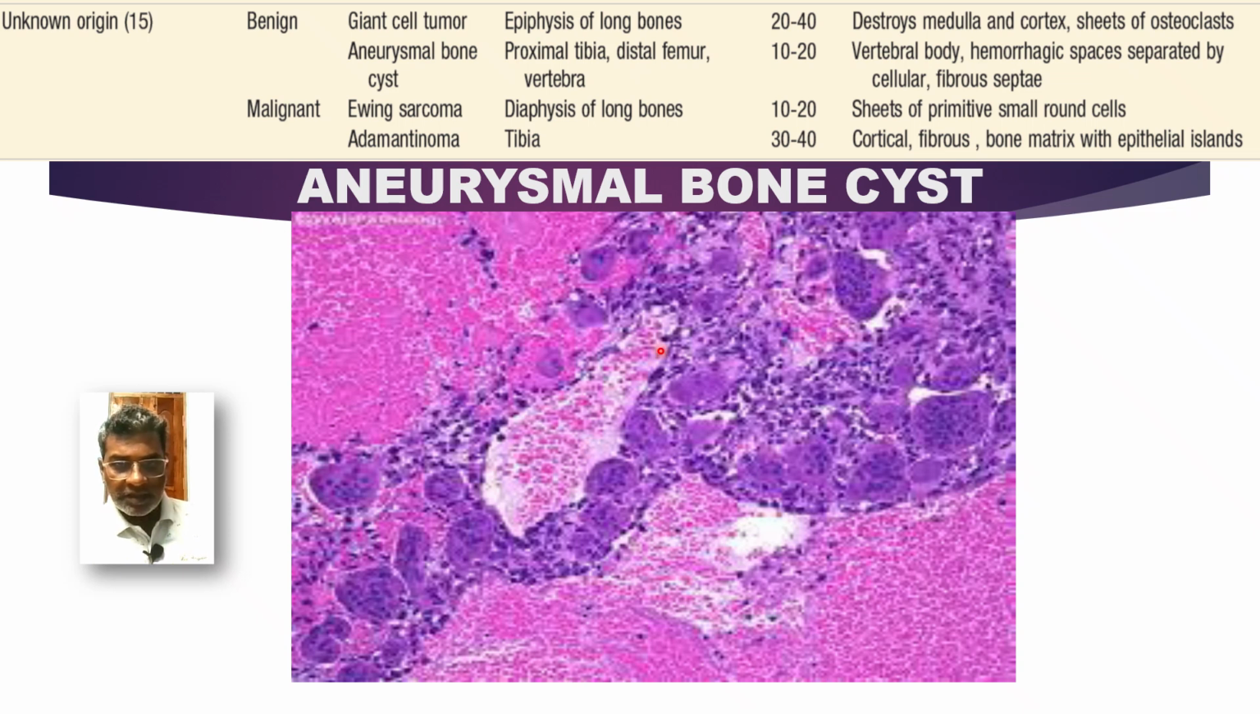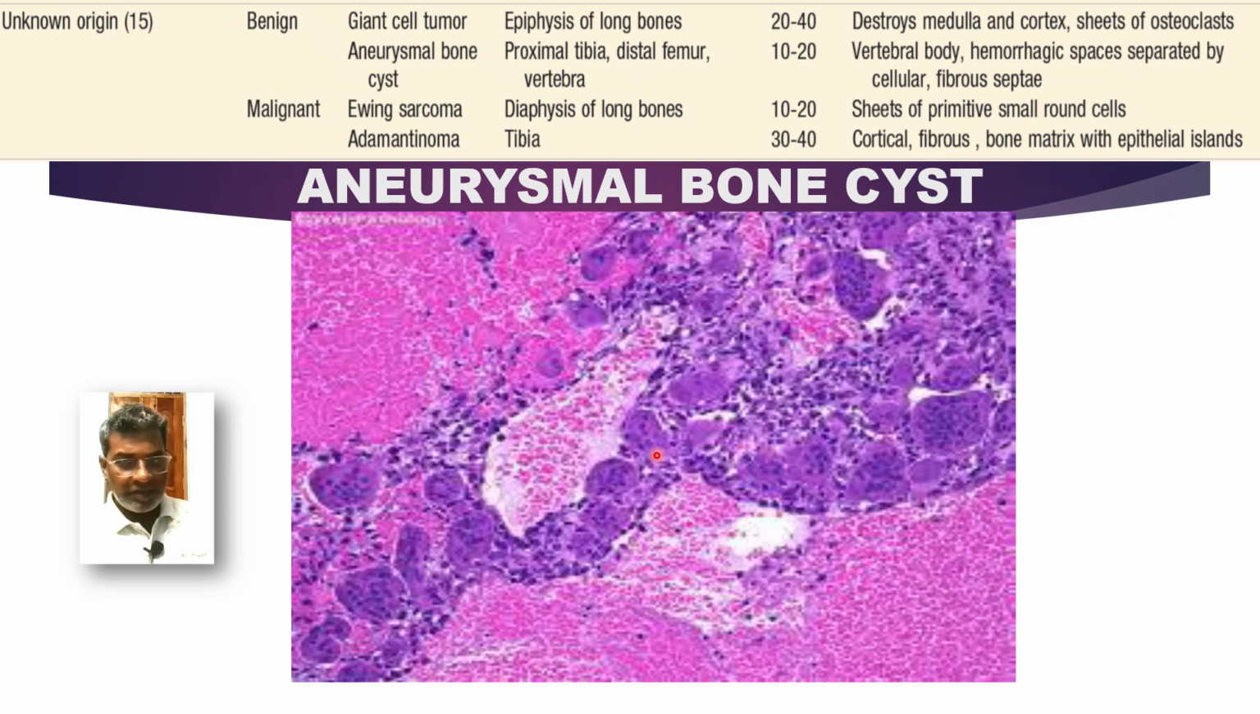What is this? This is a blood vessel. Around the blood vessel, you are appreciating the multinucleated giant cells. See, these are all multinucleated giant cells. So around the blood vessel, if you appreciate multinucleated giant cells, then it is aneurysmal bone cyst. This is the characteristic feature of aneurysmal bone cyst, and aneurysmal bone cyst is seen in proximal tibia, distal femur, vertebral bodies.